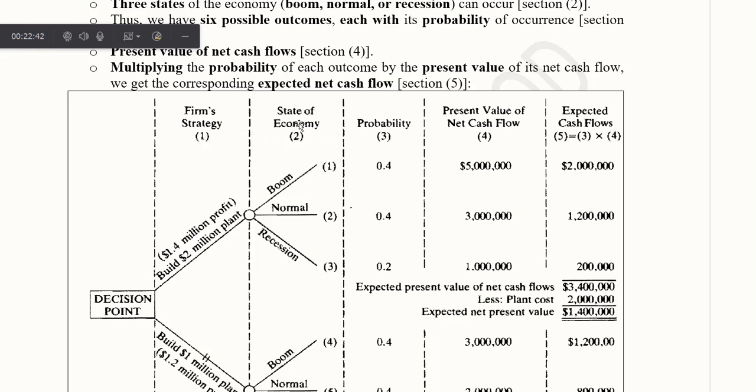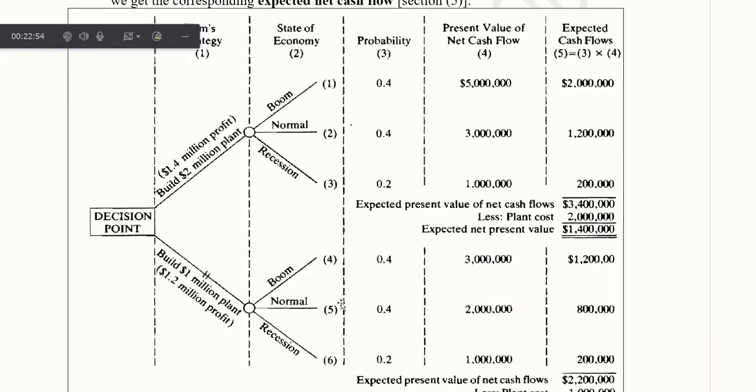Second section of the diagram is about the state of our economy, and these are the three possible states. And in the third section, the associated probabilities are mentioned. For example, for recession, the probability is 0.2. For a normal situation of the economy, the probability is 0.4. So you see the probabilities, they are the same for the first plant or the second plant, because we're talking about the same economy, and the chances of having boom will be the same no matter we are talking about the first possibility of the plant or the second possibility of the plant.